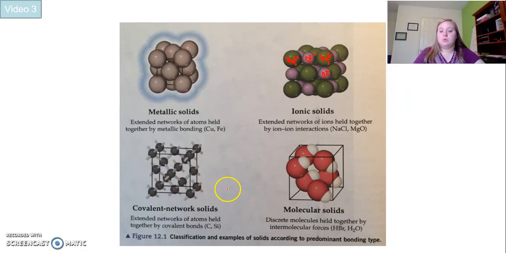And finally, in the bottom left corner is an example of a network covalent or a covalent network solid, and it's an extended network of atoms held together by those strong directional covalent bonds. And as I mentioned a moment ago, when you see carbon or silicon in some sort of solid, it's probably going to be a network covalent solid, and we'll talk more about that again in class. And that's it for the brief overview of the different types of solids, or specifically the crystalline solids.